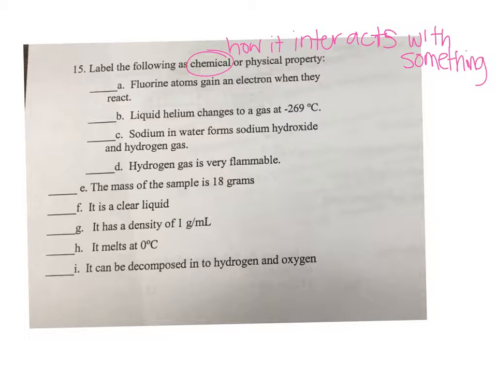So how it interacts with something. If it's not answering that question, then it's a physical property. So fluorine atoms gain an electron when they react. That's chemical. It's how it interacts. All right. Liquid helium changes to a gas at negative 269 degrees Celsius. That's physical. What's that defining? It's changing to a gas. That's your boiling point. Okay. Letter C, sodium and water forms sodium hydroxide. Chemical. Hydrogen gas is very flammable. That's chemical. It interacts with fire.